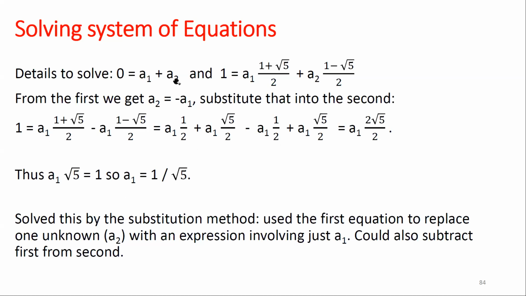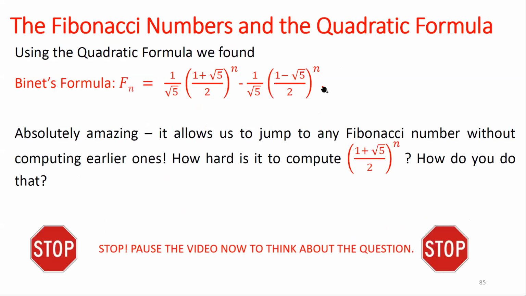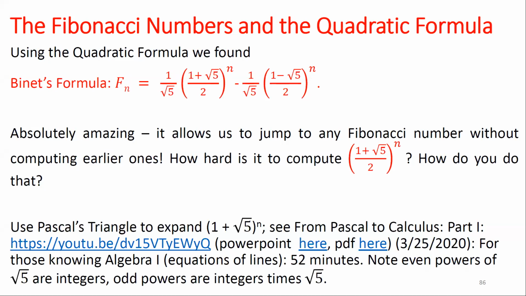And again, if you don't want to solve for a2 in terms of a1, you could have just subtracted this equation from this one. So this wonderful formula allows us to jump to any Fibonacci number without computing earlier ones. But it means we have to compute stuff like 1 plus root 5 over 2 to the n. So how hard is it to do that? What would you use to compute that? I'll pause so you can think about this. The bottom, 2 to the n, is not so bad. But the 1 plus root 5 to the n, how do we compute that? Well, we did that in an earlier lecture. That's Pascal's triangle. So we would just use Pascal's triangle to expand things out.